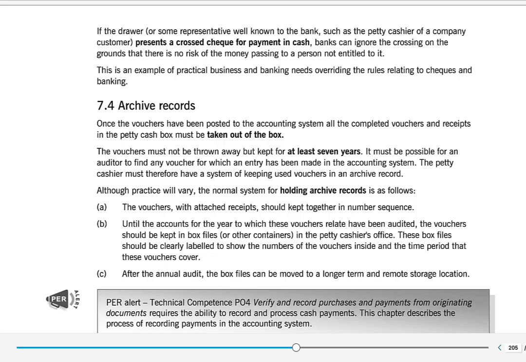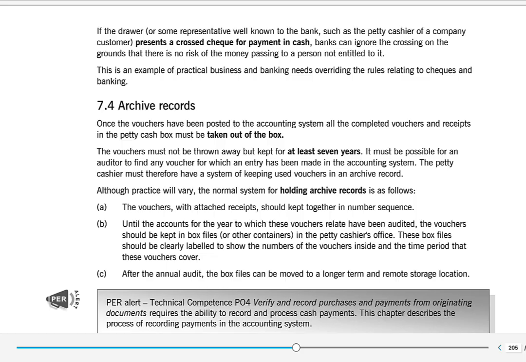Archive records means keeping the petty cash documents safely after you have used them. Let us think about what happens in petty cash. Every time petty cash is paid out, a voucher is prepared, and usually a receipt is attached to that voucher. Over time, the petty cash box will contain many vouchers and receipts, especially if the business is busy. But once the vouchers have been entered into the accounting system, we do not keep them inside the petty cash box forever. So what do we do? We take the completed vouchers and receipts out of the box, and we store them properly. That is what archiving means.